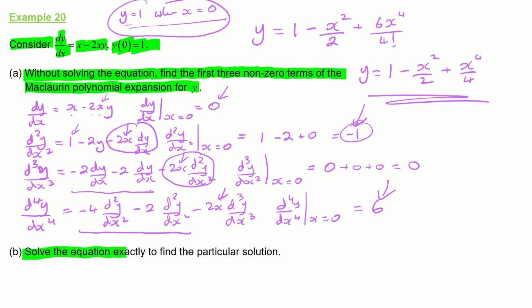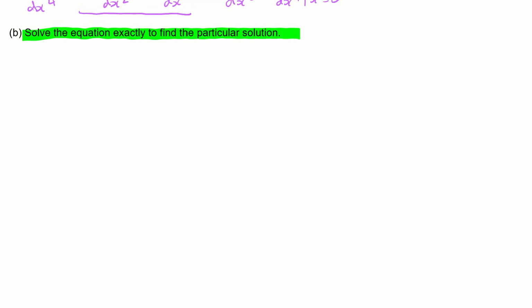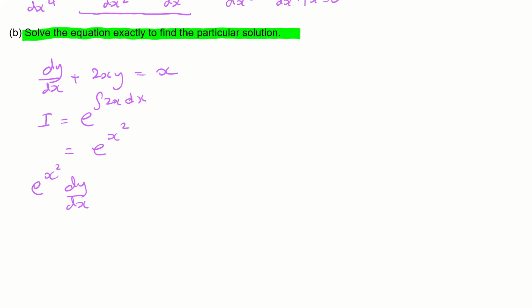We then want to solve the equation exactly to find the particular solution. Okay, so we have dy/dx plus 2xy is equal to x. The integrating factor is going to be e to the integral of 2x dx, which is e to the x squared. So we get e to the x squared dy/dx plus 2x e to the x squared y is equal to x e to the x squared.